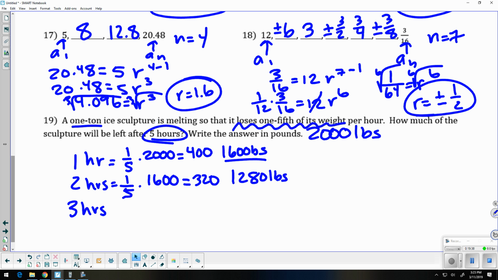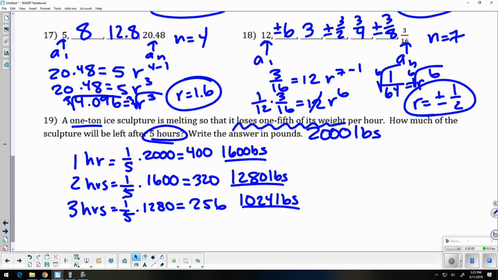Okay, now 3 hours. So now we're on to hour 3. What's 1/5 of 1,280? That comes out to 256. So if I subtract that from 1,280, now we're at 1,024 pounds. So almost half of what we started with, right? We started with 2,000. So after only 3 hours, it's already melting down to half of its weight.